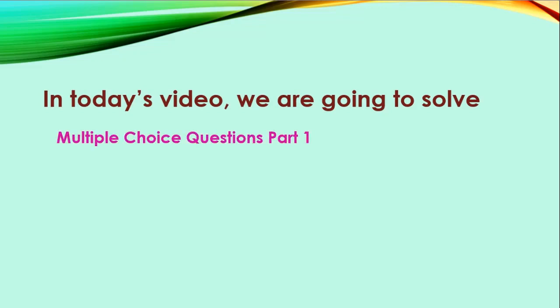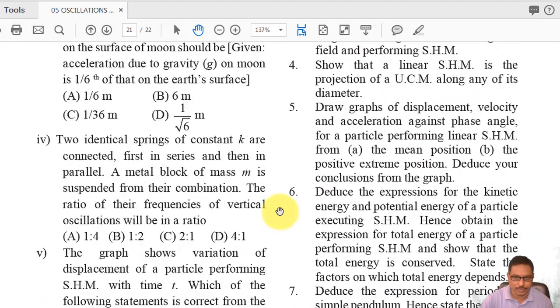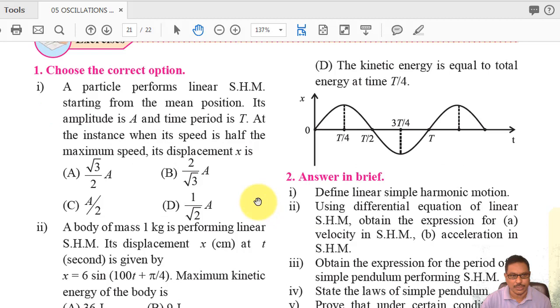Hello students, in today's video we are going to solve some multiple choice questions from the 5th chapter of 12th physics, that is oscillations. Today's questions are from the board book. You can see these questions on page number 129 of this chapter, oscillations. Today's multiple choice questions are from this textbook.